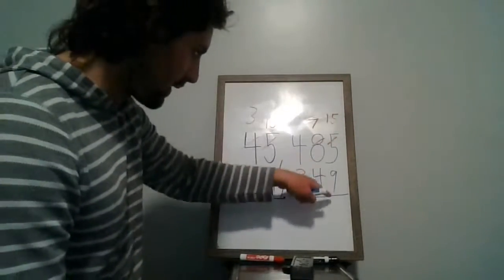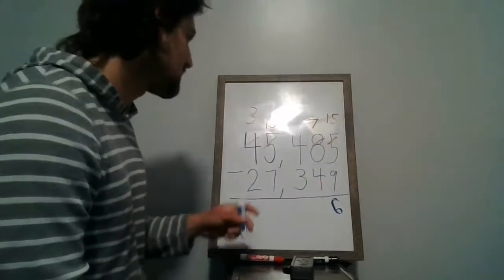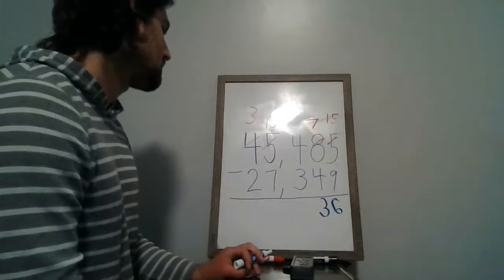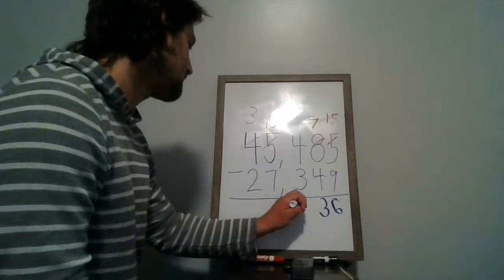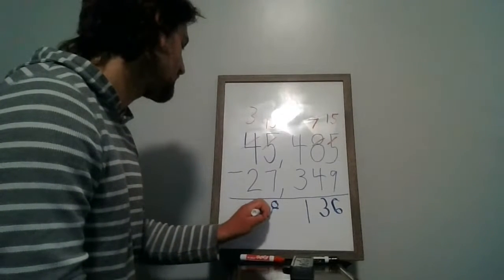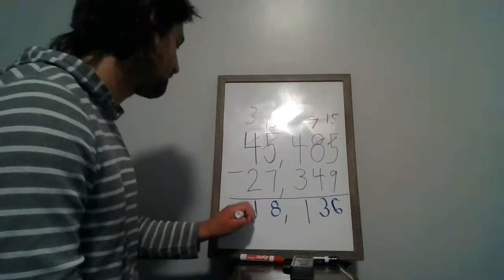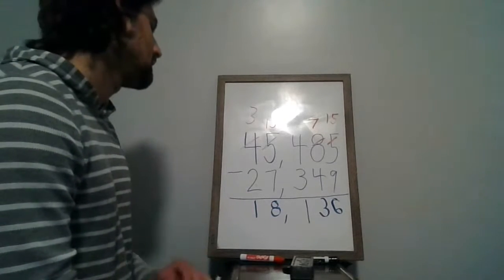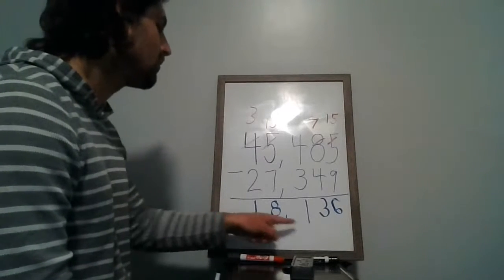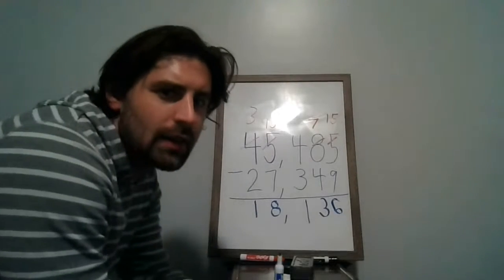So we are ready to subtract. So 15 take away 9. 15 minus 9 equals 6. 7 minus 4 equals 3. 4 minus 3 equals 1. 15 minus 7 equals 8. 3 minus 2 equals 1. So we have our answer here. Our answer is 18,137.